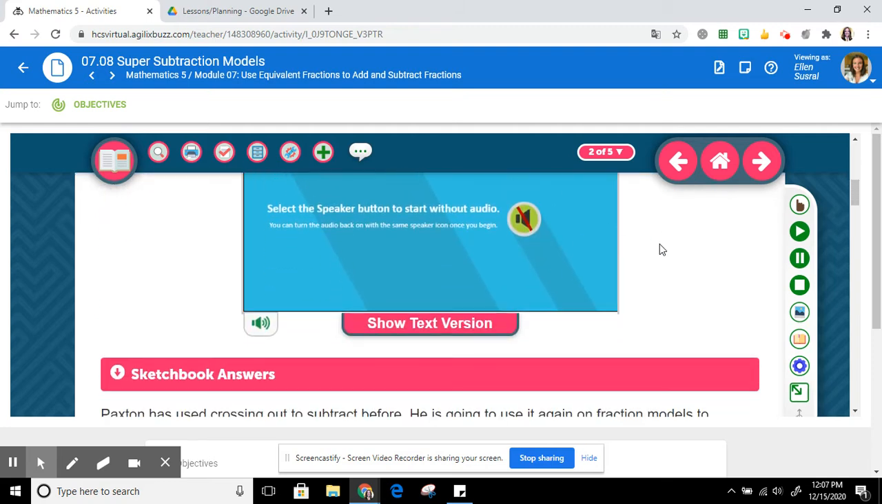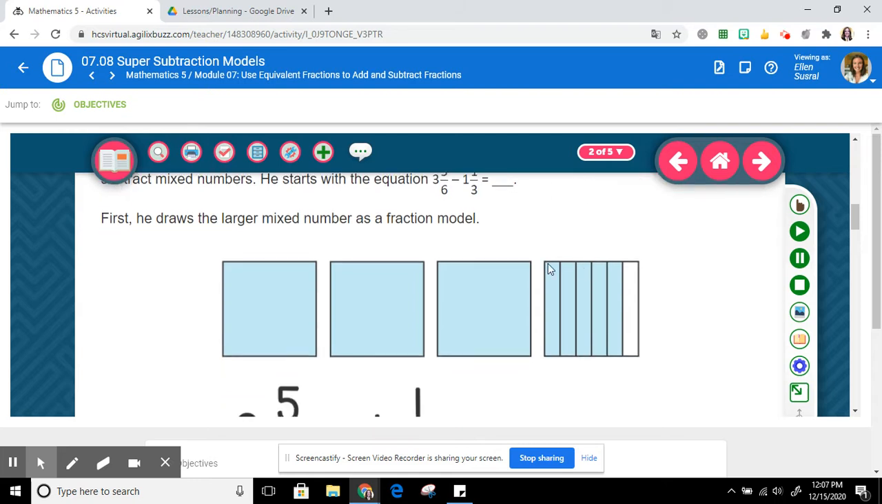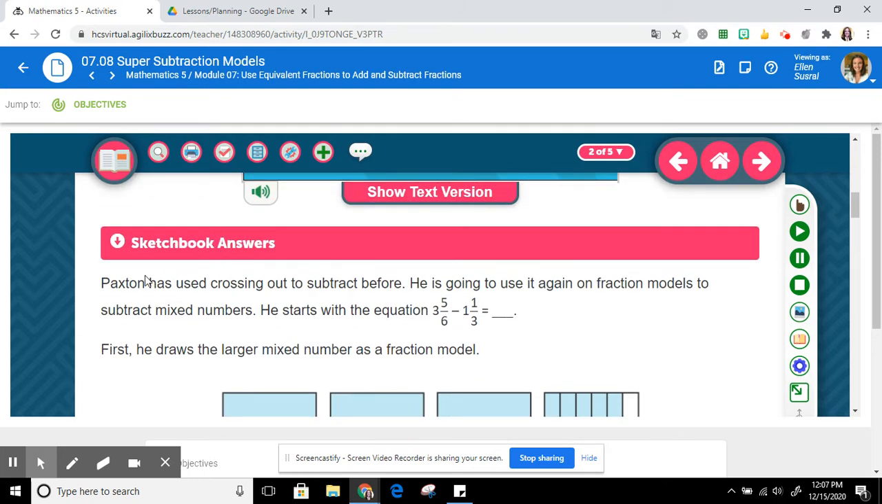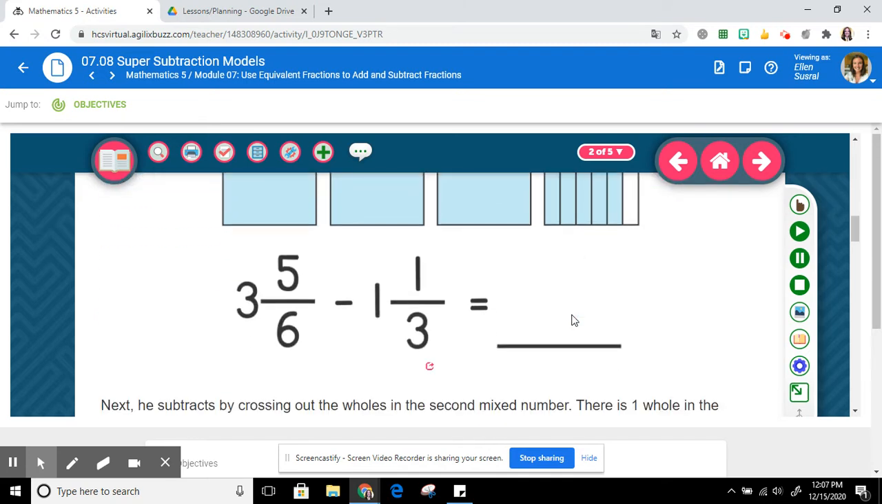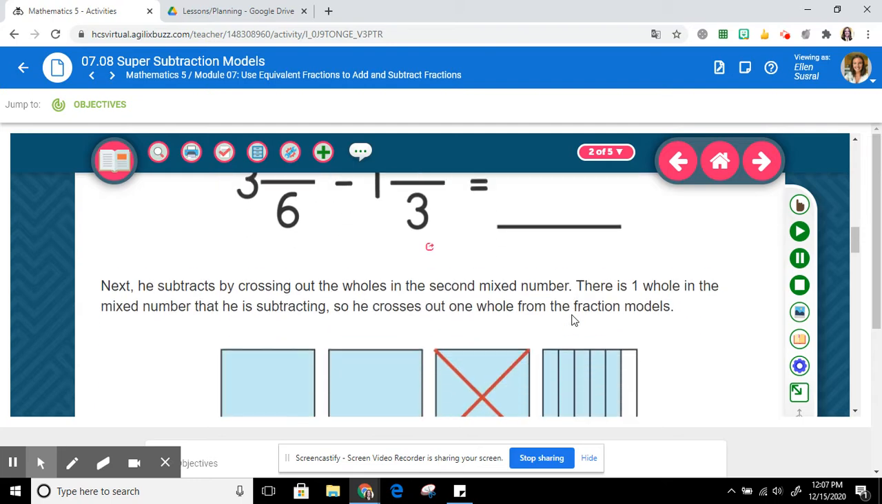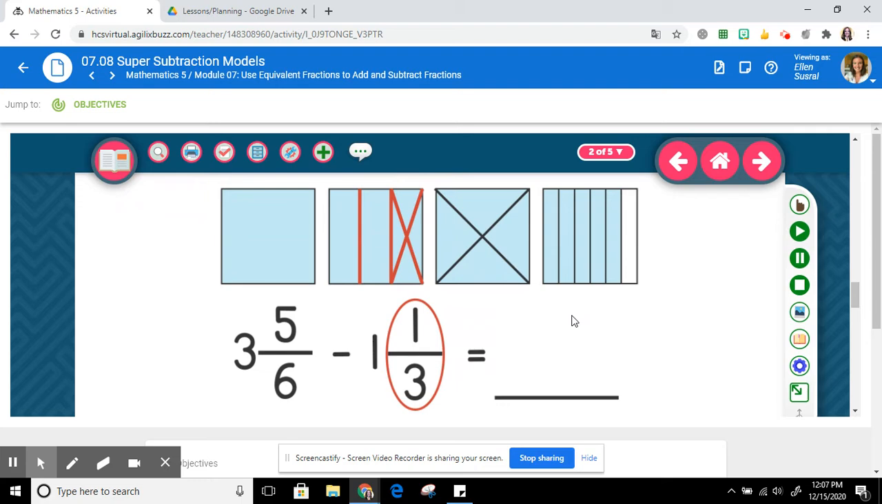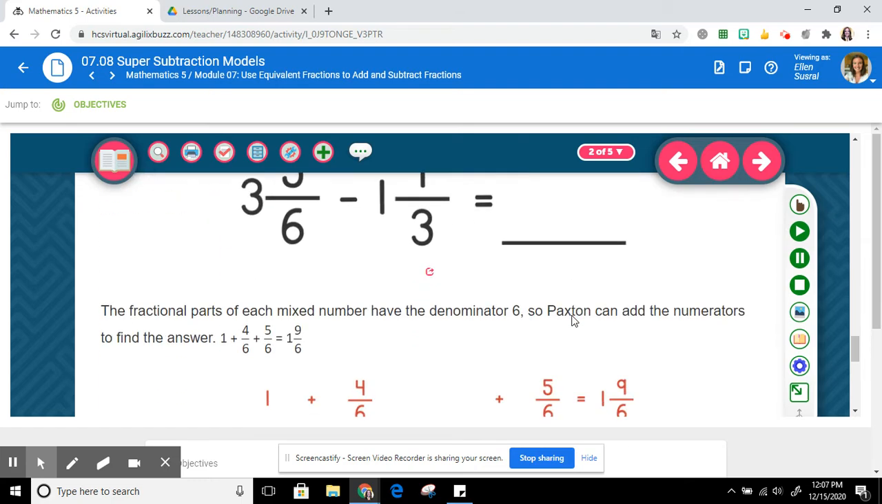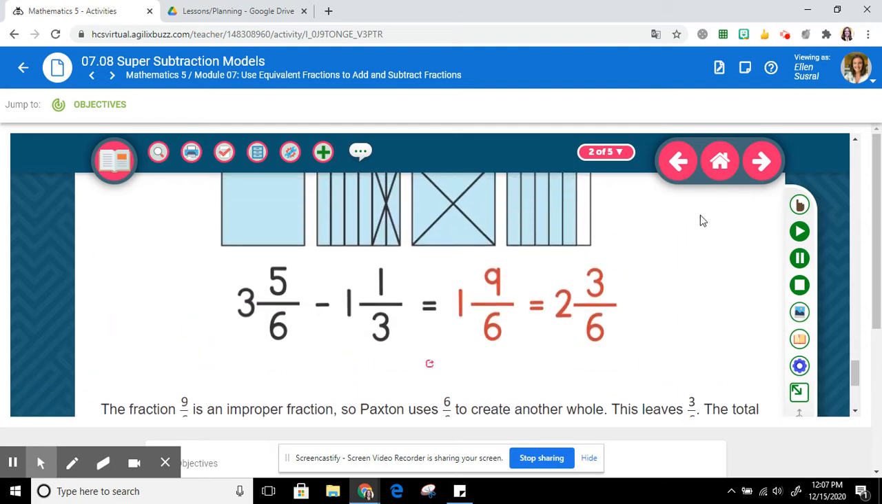And it goes through on page 2. It goes through an example of how to do this. It gives you the problem, and then it shows you step by step what you need to do. I would even put all of these steps in your notebook, so that you can use this as a guide. And I'll show you a couple of examples when we get to your worksheet.